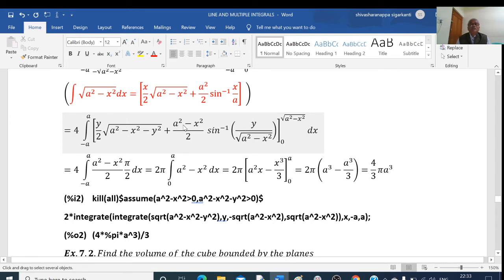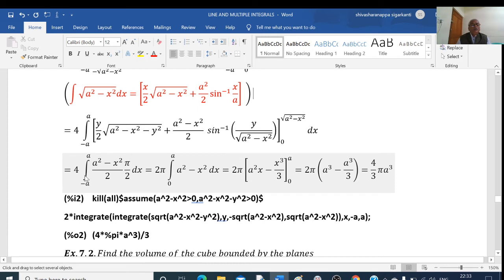That is (a square minus x square)/2 into pi by 2 minus, if I put the lower limit, if I put y equal to 0, here y is there, 0 into this term becomes 0. And coming over here, if I put y equal to 0, I am getting sine inverse of 0 is 0. So putting y equal to 0, this term becomes 0, this term becomes 0. Only one term remains here, (a square minus x square)/2 into this quantity, pi by 2.